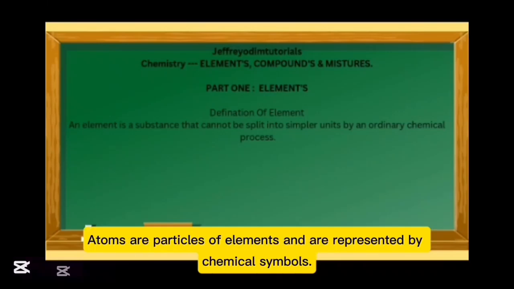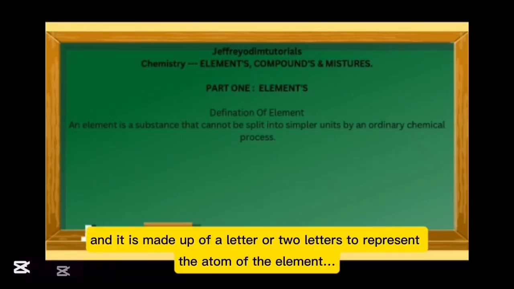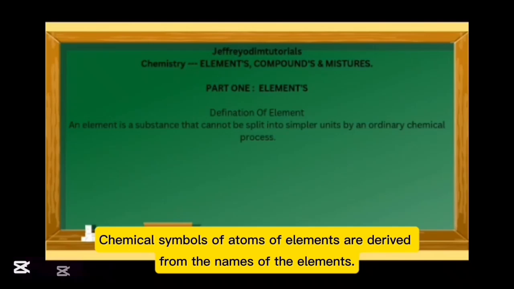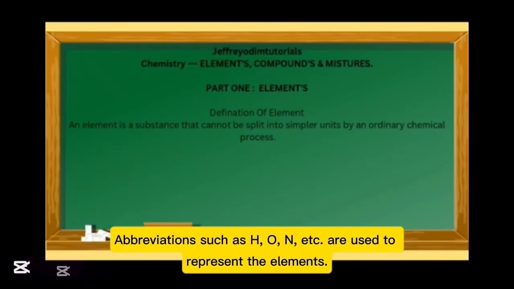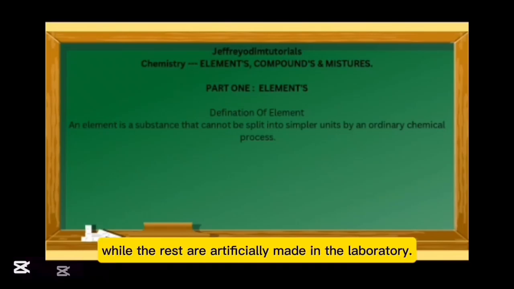Atoms are particles of elements and are represented by chemical symbols. A chemical symbol is a sign, and it is made up of a letter or 2 letters to represent the atom of the element. Chemical symbols of atoms of elements are derived from the names of the elements. Abbreviations such as H, O, N, etc. are used to represent the elements. There are 109 known elements. Out of these, 90 occur naturally, while the rest are artificially made in the laboratory.